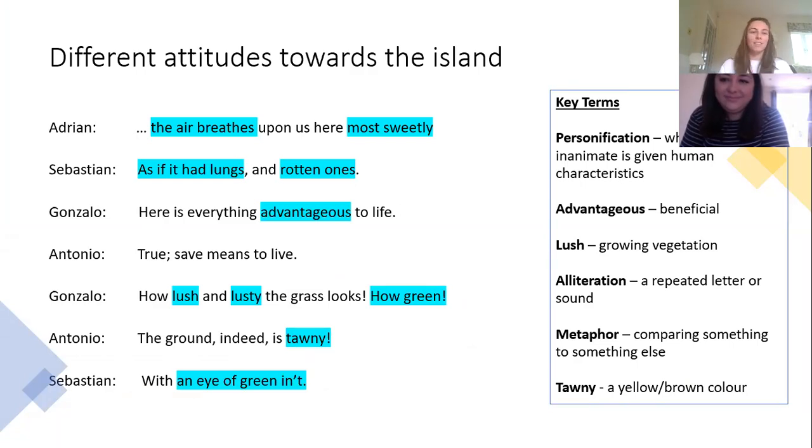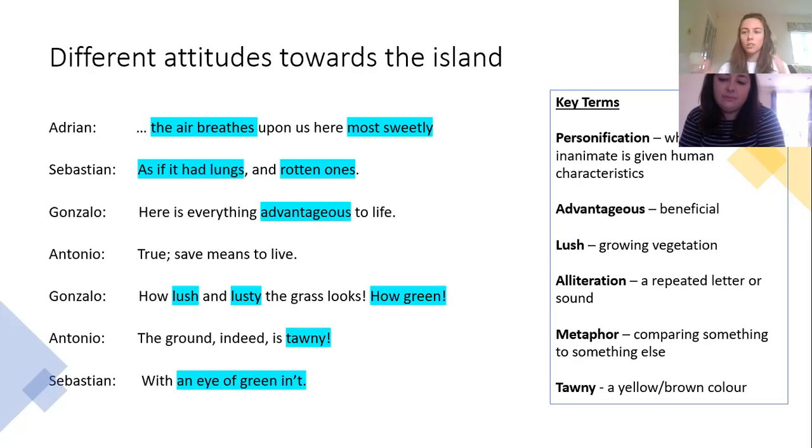So Adrian begins then. The air breathes upon us here most sweetly, as if it had lungs and rotten ones. Here is everything advantageous to life. True, save means to live. How lush and lusty the grass looks, how green. The ground indeed is tawny, with an eye of green in it.